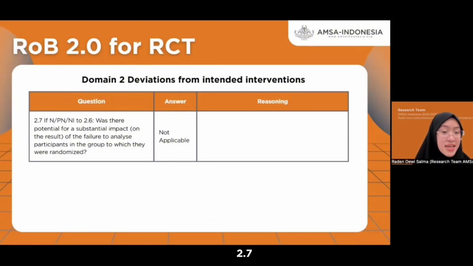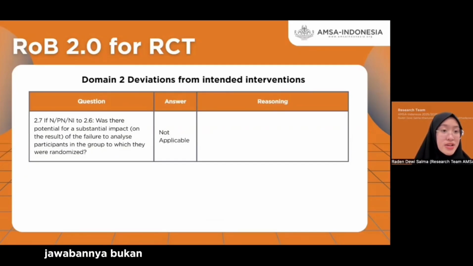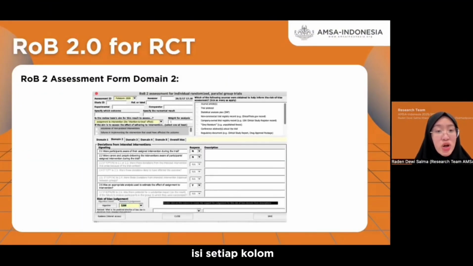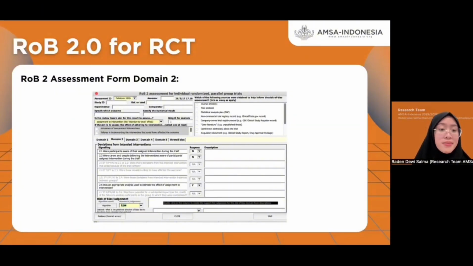2.7. The answer is not applicable because previously, on 2.6, the answer is not a no, or probably no, or no information. Fill in each column of the ROB2 assessment form according to the predetermined answers. Based on the responses in each column, the risk of bias judgment for this domain is low risk of bias.